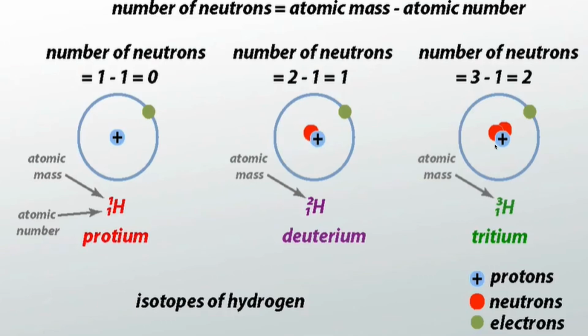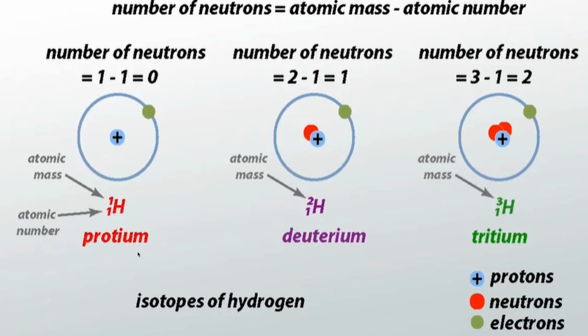number of neutrons. There's 3 here, and then there's 2 here, right? So the number of neutrons can be calculated by taking the difference between the atomic mass and atomic number. So 3 minus 1, 2. 2 minus 1, 1. That's the number of neutrons. This is it right here. 1 minus 1, 0 neutrons. Right? Okay. So we can see that the isotopes of hydrogen have varying numbers of neutrons.